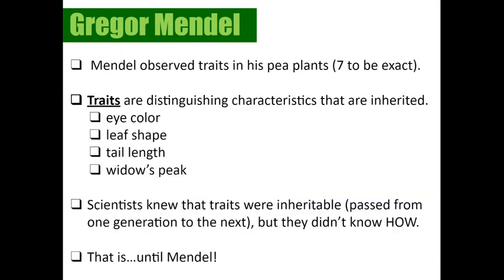So Mendel observed traits in his pea plants. He observed seven to be exact. Traits are distinguishing characteristics that are inherited, like eye color, leaf shape, tail length, a widow's peak, for example. Scientists knew that traits were inheritable, which means that they were passed from one generation to the next, but they didn't know how until Mendel's experiments.